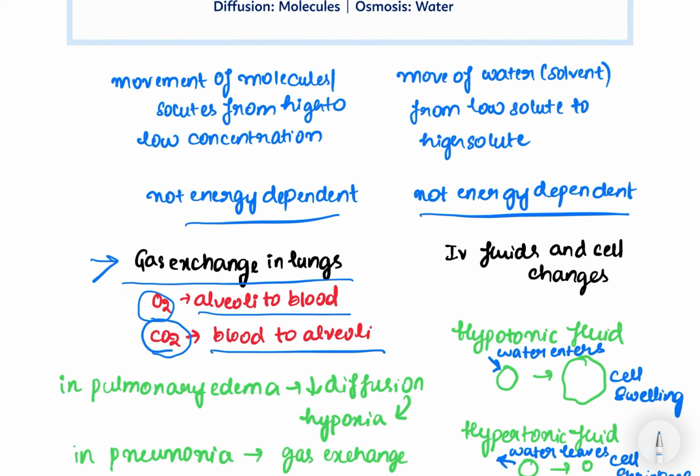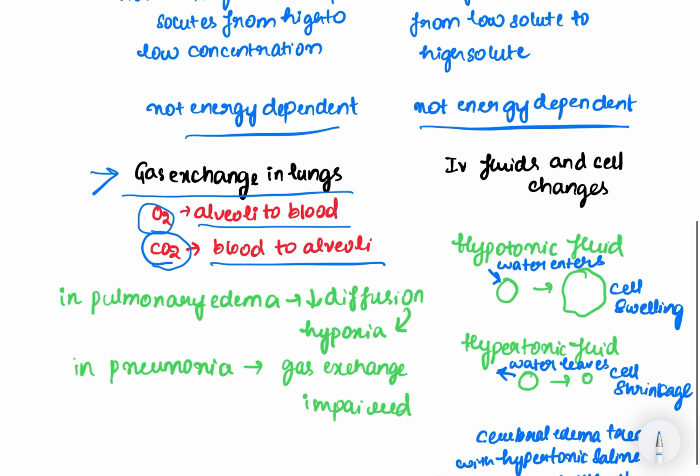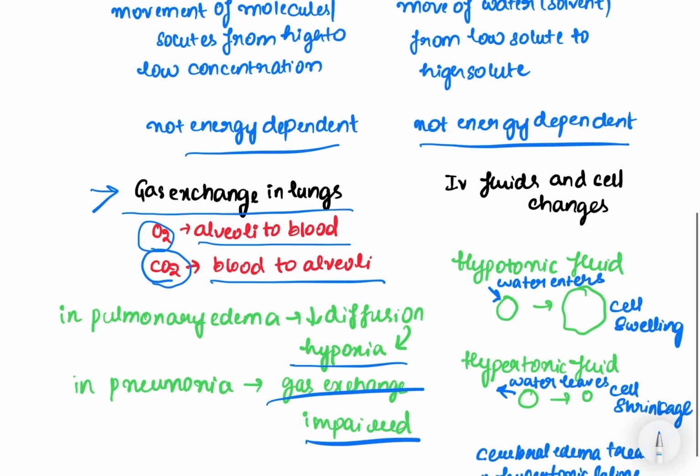increased in the alveoli. So how this is important is in pulmonary edema, what happens is this diffusion process will be reduced. So this movement of oxygen will be reduced. Because of this, there is low concentration of oxygen, which is called hypoxia. And in pneumonia, because of the infection and edema, the barrier will be thickened, and because of this the gas exchange will be impaired. So these are the important clinical things in diffusion. So let's see the osmosis.